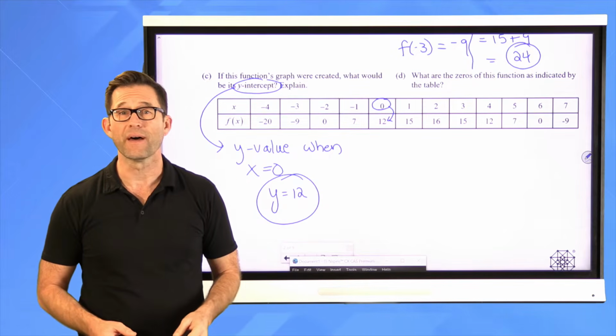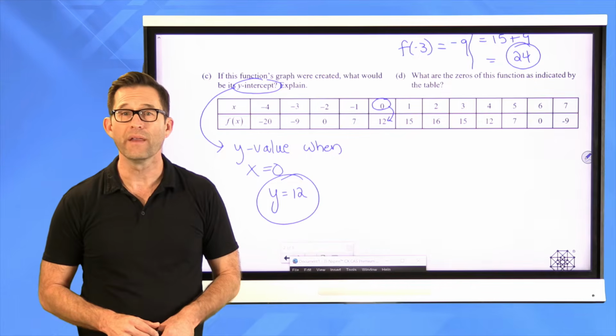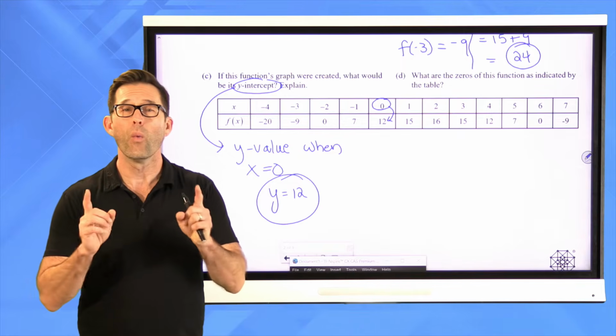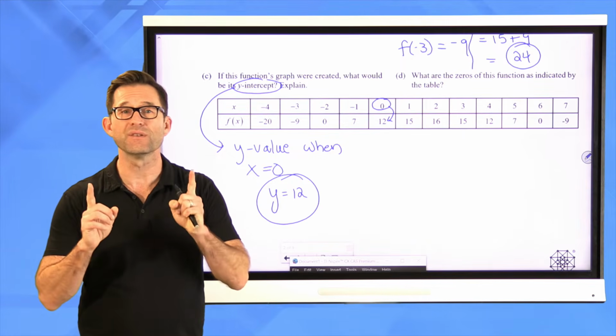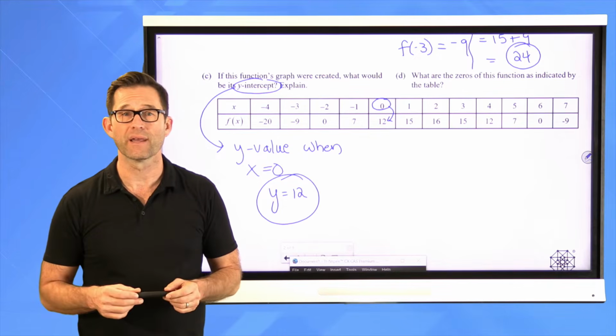D is very similar. Let's take a look at that. What are the zeros of this function as indicated by the table? All right, see if you can remember what it means to be the function's zeros. We did that in the last lesson. Pause the video now and take a shot at it.